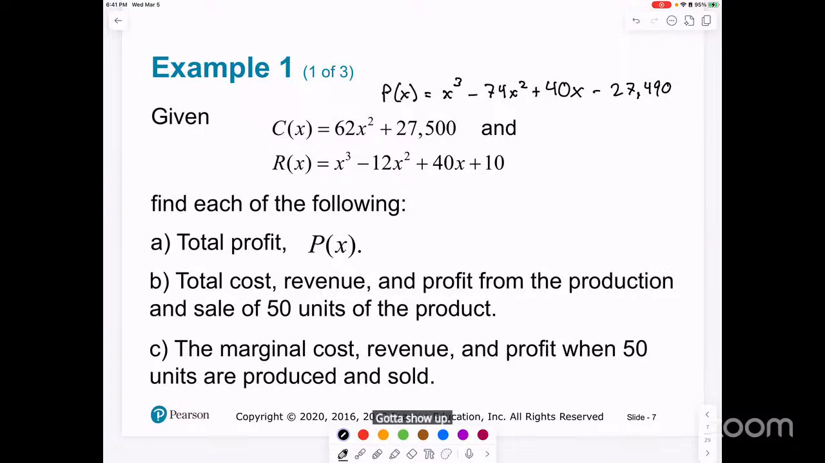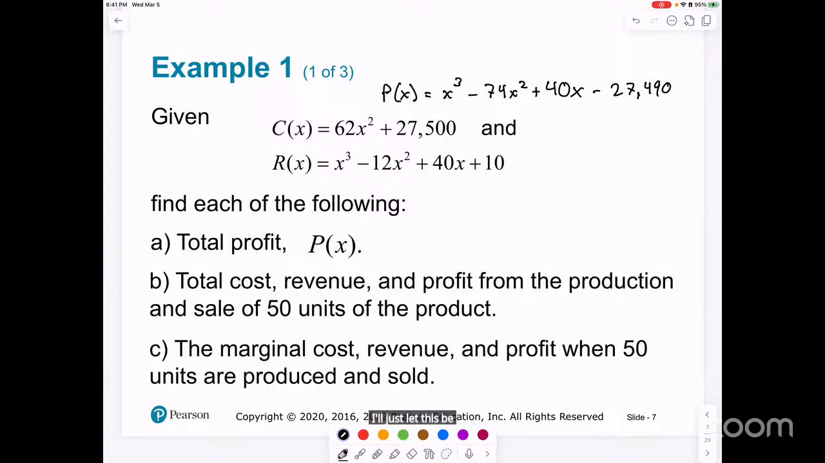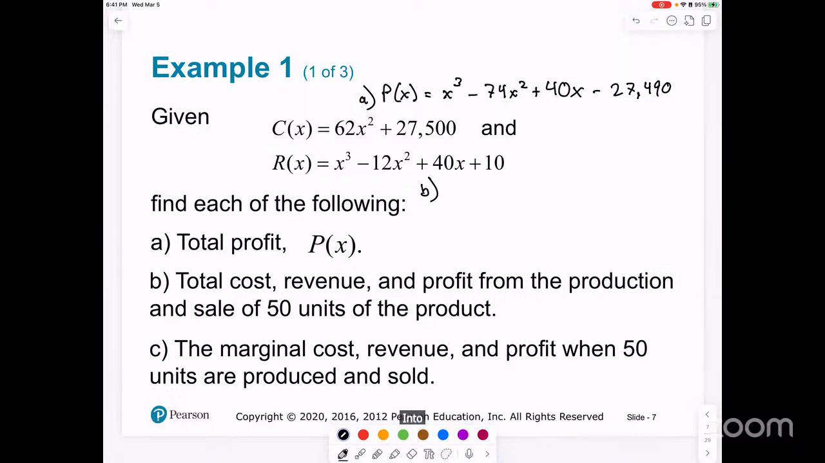All right. Anyway, so this looks like our total profit function. So we're gonna go with that for part A. Then part B I'll start here: total cost, revenue, and profit from the production and sale of 50 units of the product. So basically, plugging in 50 into those. I think I'll use my calculator, or my prepared notes. We're just plugging in 50 there.